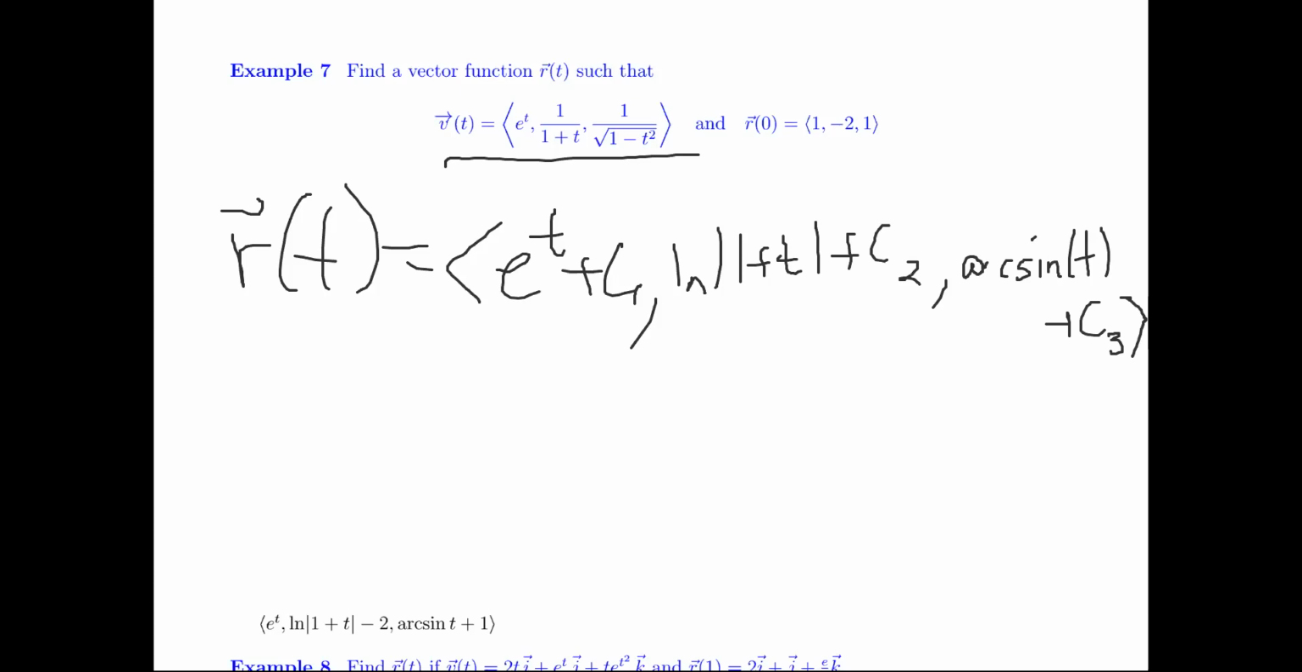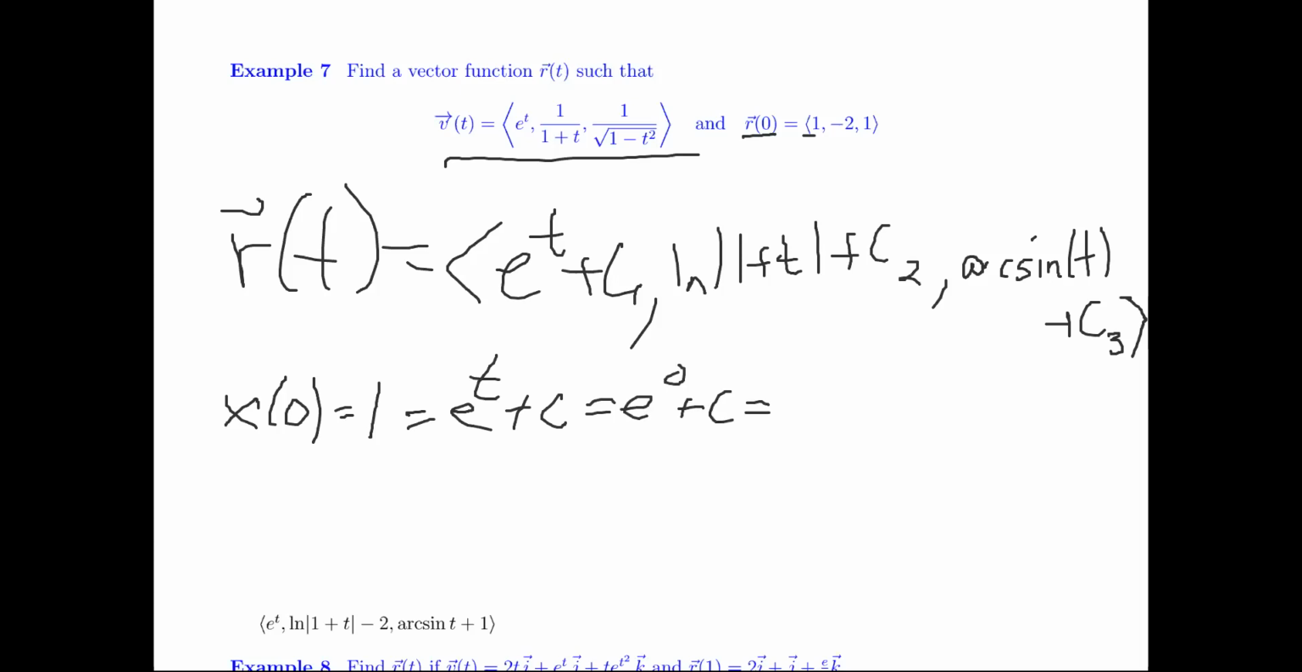Okay, well, r of 0 is 1 comma negative 2 comma 1, so let's go component-wise. So x of 0 is 1. Where am I getting that? x is your first coordinate, and that evaluates to be 1 there. So x of 0 is 1, and this is e to the t plus c, where t is 0.